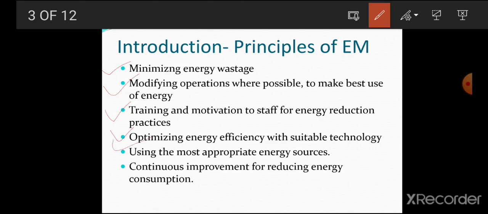The last point is continuous improvement for reducing energy consumption. So continuously you need to check how we can reduce the energy. So these are the main principles of energy management. So in order to find out various tools and techniques of energy savings and how we can minimize the wastage of energy, the energy audit is performed. So what is energy audit?